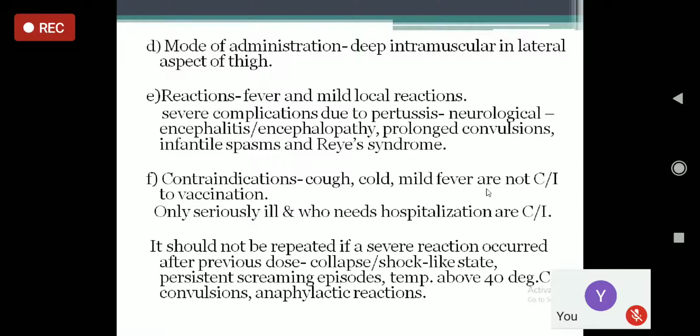And Reye's syndrome, Reye's syndrome affects the liver. So the liver is damaged, and then the person will have this liver damage and... I forgot, just Google it.